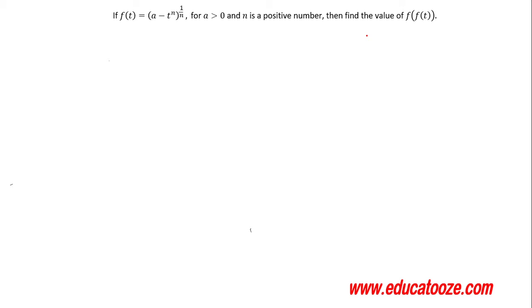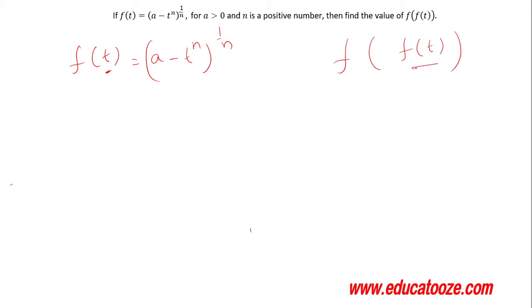This is a bit tricky but it's also very easy. See, f of t is given as (a minus t^n) whole power 1 by n. Here the variable is t. Now what we need to find? f of f of t. Now see, here the variable of f is f of t.